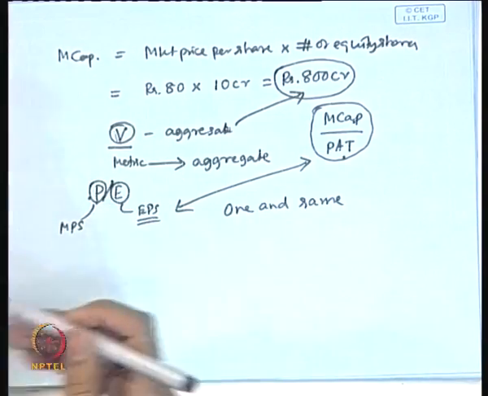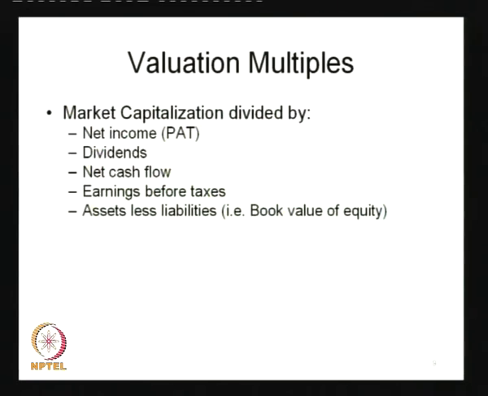If you look at this particular slide, we have the market capitalization divided by net income, that is profit after tax, market capitalization divided by dividend, market capitalization divided by net cash flow, market capitalization divided by earnings before tax, or market capitalization divided by the book value of the equity of the company. So, in this case we have some 5 multiples here.